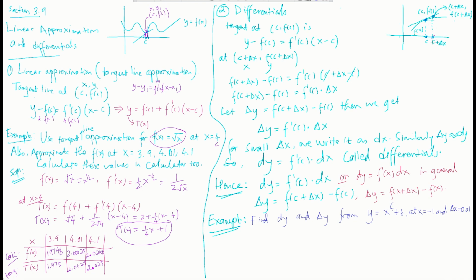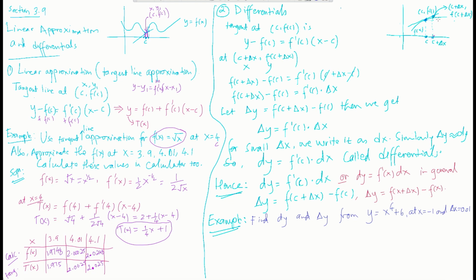So at c plus delta x, at the point close to c, that is the point on the curve, right? So the x coordinate is c plus delta x, and the y coordinate is f at c plus delta x, right? That is the point on the curve. Now I want to know how much is the height of the function at c plus delta x.